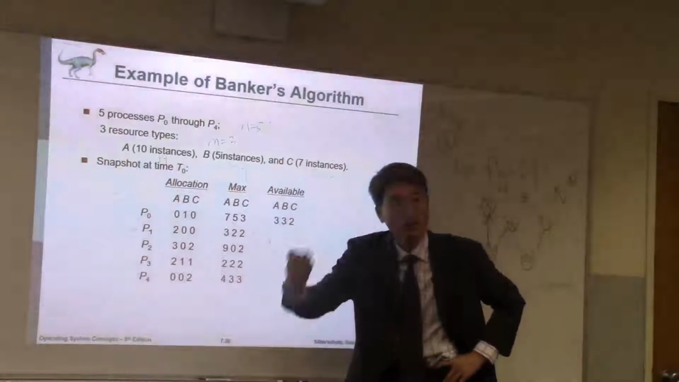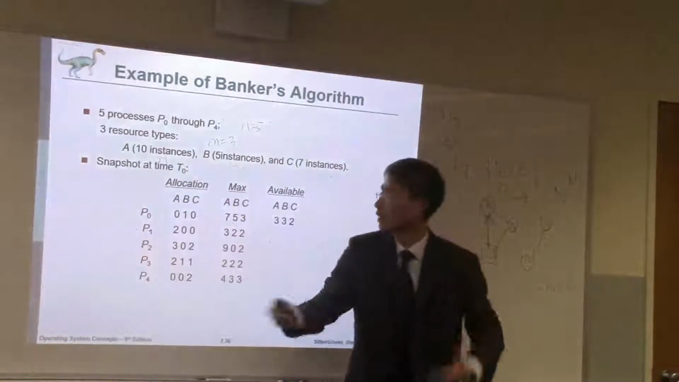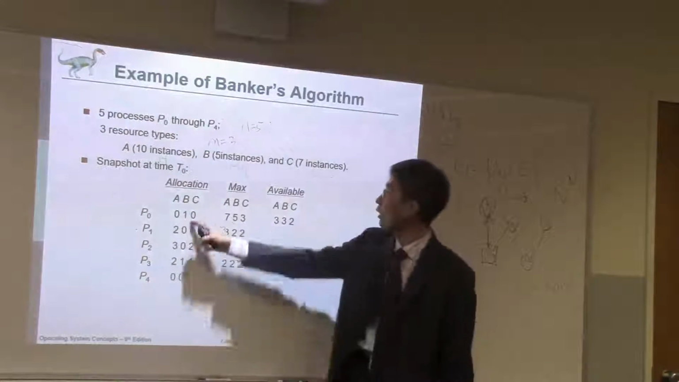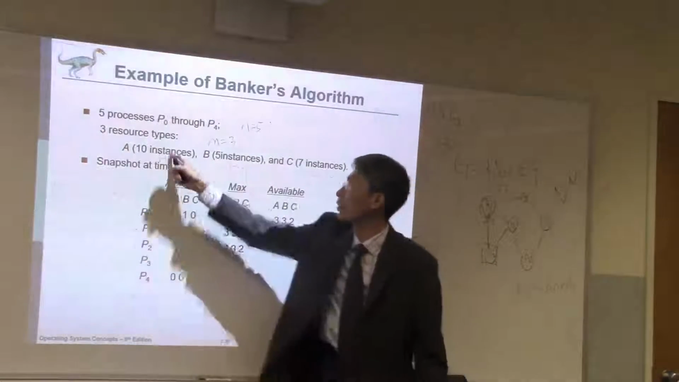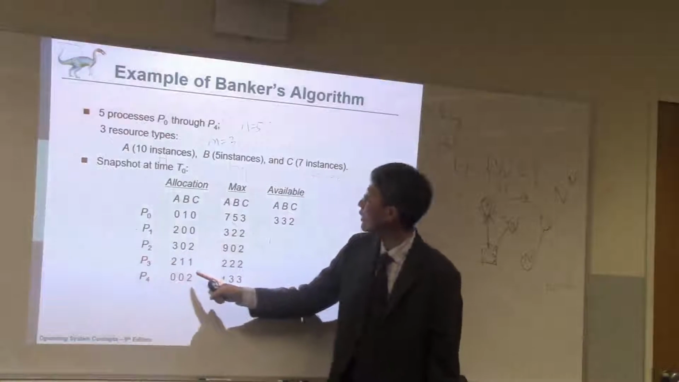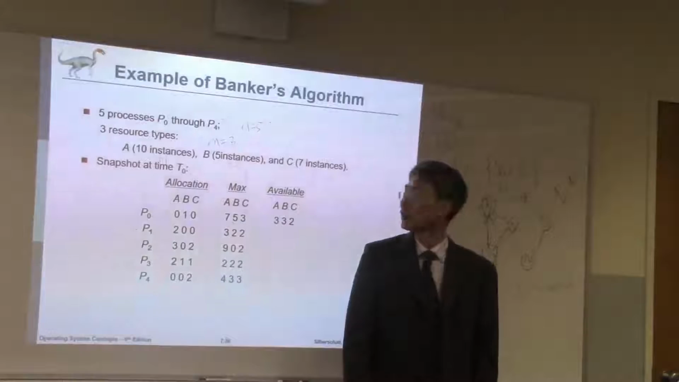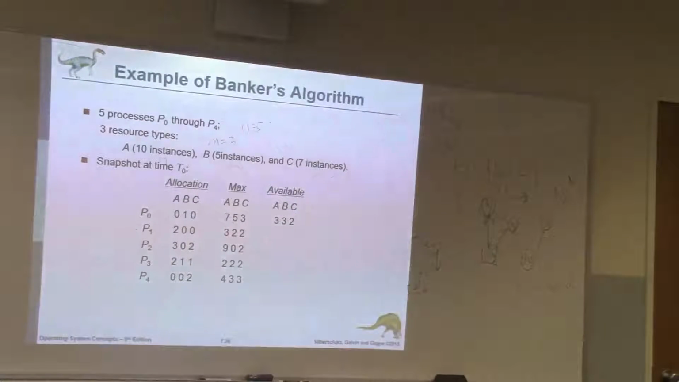Then, the currently allocated, currently held resources. P0 is holding only 1 of B, 1 magnetic tape. P1 is holding 2 hard disk drives only. And P4 is holding 2 of C, the network channel. Then, using that information, we can calculate how many are available.